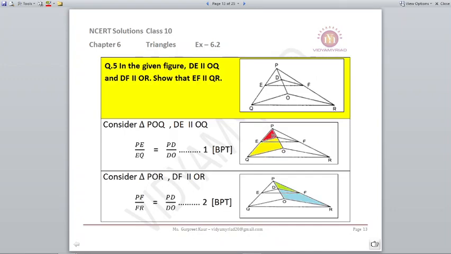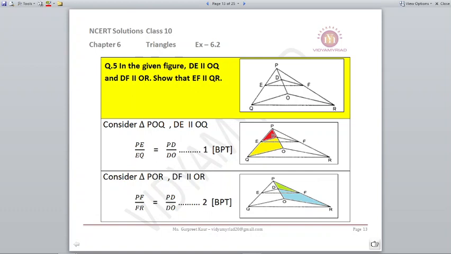Question number 5. In the given figure, DE is parallel to OQ and DF is parallel to OR. Show that EF is parallel to QR. So let us take first triangle POQ, where we have the red and yellow triangle, where DE is parallel to OQ. So using BPT, we can write that PE upon EQ will be equal to PD upon DO. Now let us take the other triangle POR, that means the green and blue triangle. In that case, DF is parallel to OR, it is given to us.